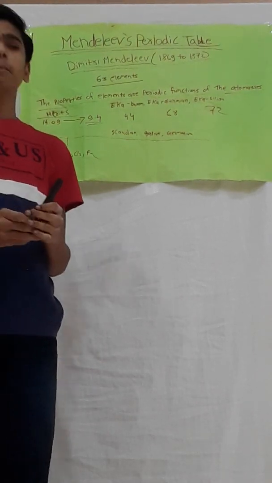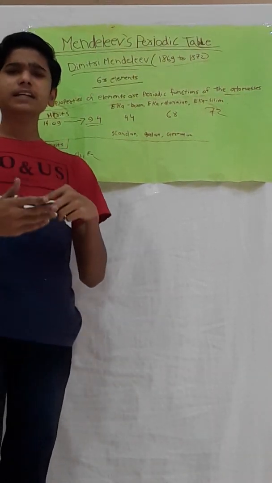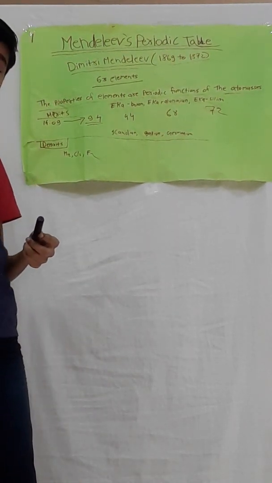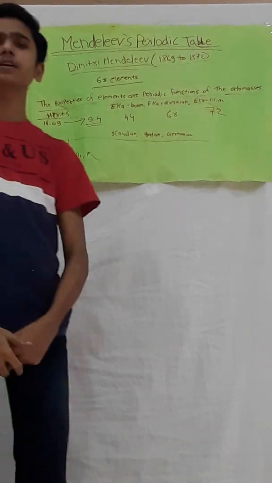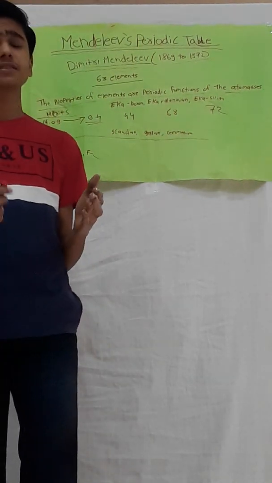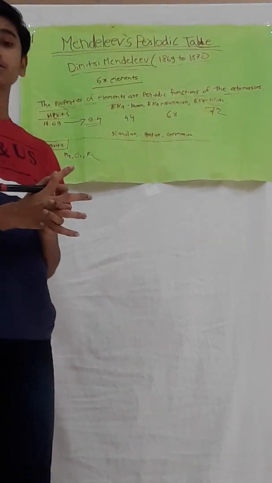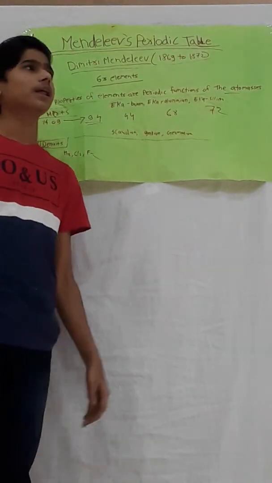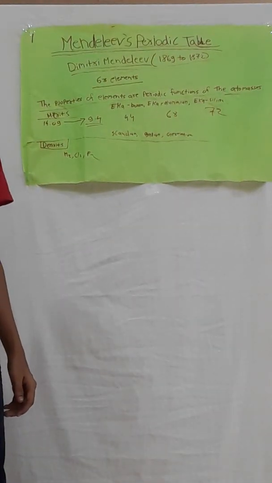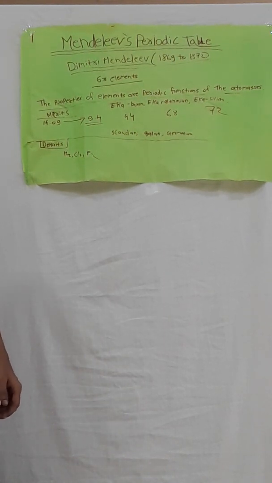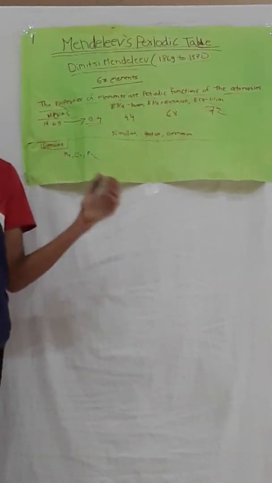Mendeleev found that the physical and chemical properties of the elements repeat again and again after a definite interval. This means periodicity is seen in the properties of the elements. Hence, the classification is called the periodic table. Mendeleev's periodic law: properties of the elements are periodic functions of their atomic masses. This is Mendeleev's periodic law.